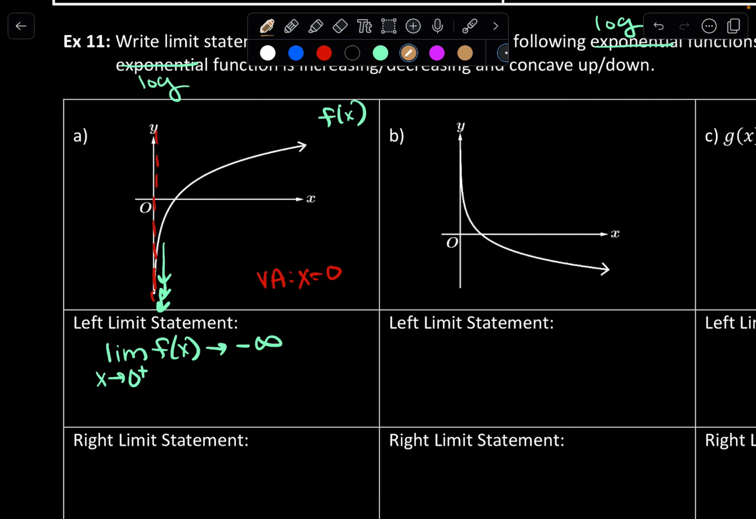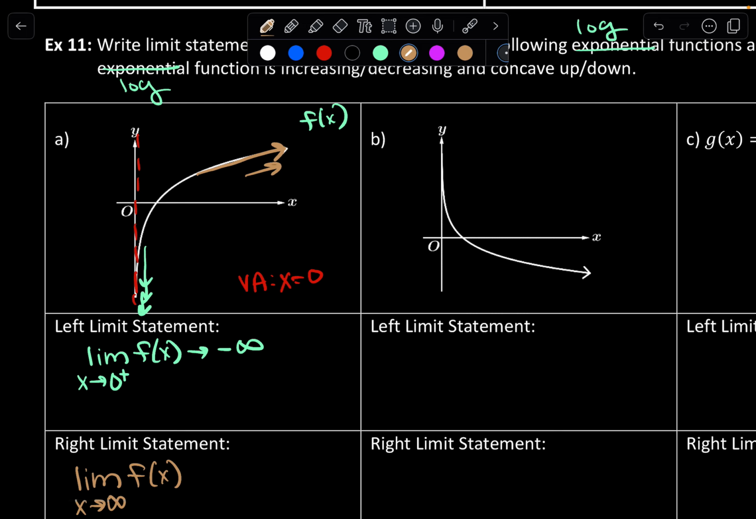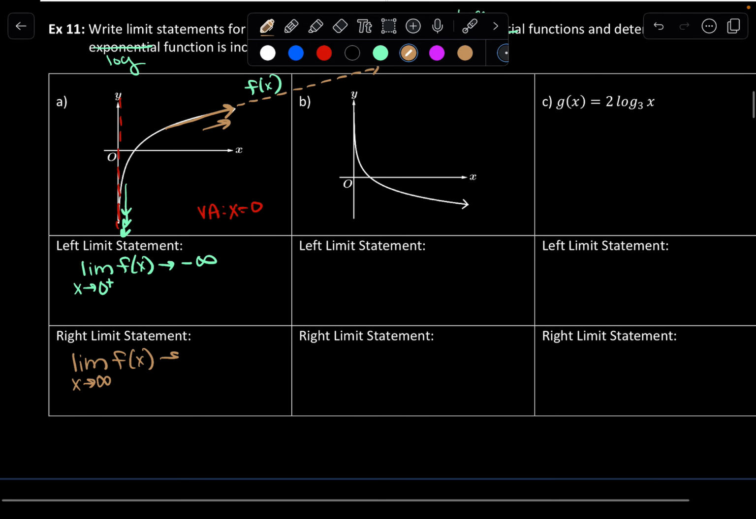The right limit statement is going to be the right side of the function. So we have the limit as x approaches infinity. The x values are increasing without bound. There's no restriction on the domain in this direction. So it's approaching infinity for f of x. The rate is not increasing as much as an exponential function, but still there are no barriers for this. It's still going to be increasing to infinity, just not as fast or as quick as an exponential function. So we'll still say approaching infinity.